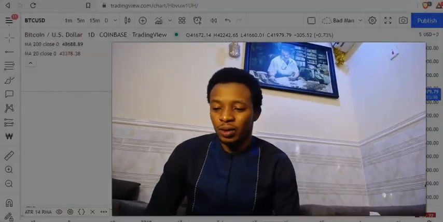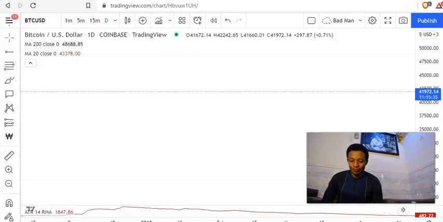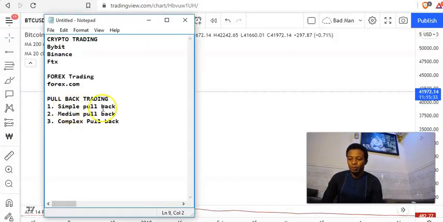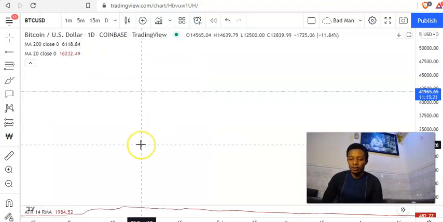So we are going to be looking at the simple pullback, the medium pullback, and the complex pullback. These are the major kinds of pullback we really have in the market. First things first, I'm going to show you through a diagram, then we'll jump into the chart to see how it actually looks.